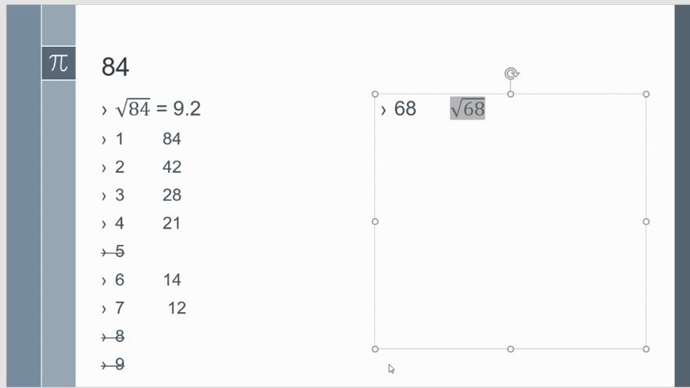So 68, same thing. Take the square root of 68, 8.2. So we're going to go from 1 to 8, and we check. 1 works. 2, if we do this one, we get 34. 3 does not go in, so I'm not going to write it down. If we go up to 4, 68 divided by 4 is 17. Just keep using your calculator if you're not sure. 5, 68 divided by 5 doesn't work. 68 divided by 6, keep going up. None of the numbers from 5 to 8 work. So right there, we only have 3 possible partners, and we've got 3 factor pairs.